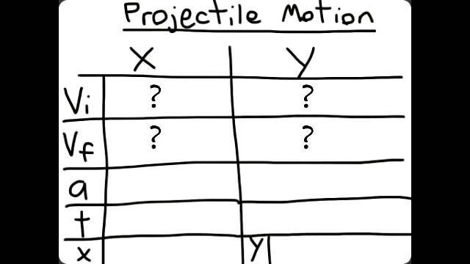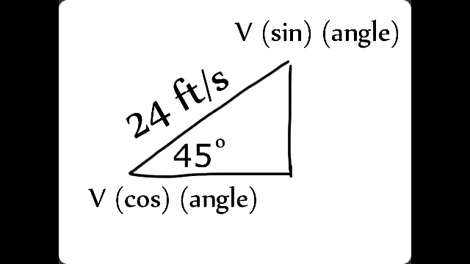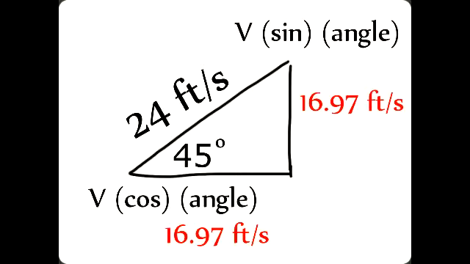To find the bird's initial and final velocities, we need to use the known speed and angle in separate equations. First, we put the speed and given angle into the form of a triangle to represent the launch. For the x direction, we use velocity times cosine of the angle. And for y, we use velocity times sine of the angle. For the x direction, we get 16.97 feet per second, and 16.97 feet per second in the y direction. Now that we have this information, we can find the peak height of the bird.